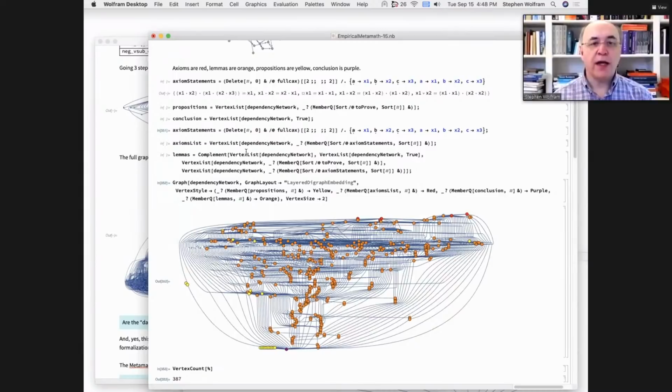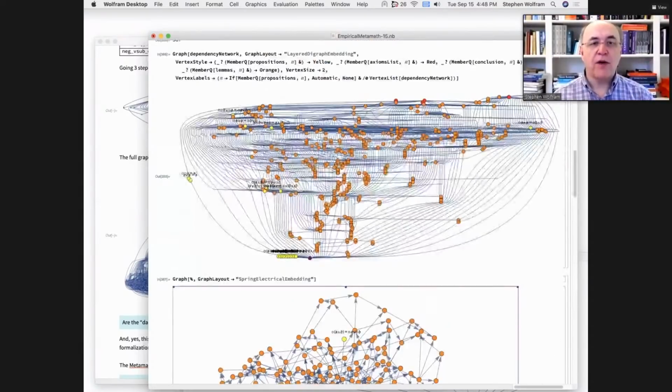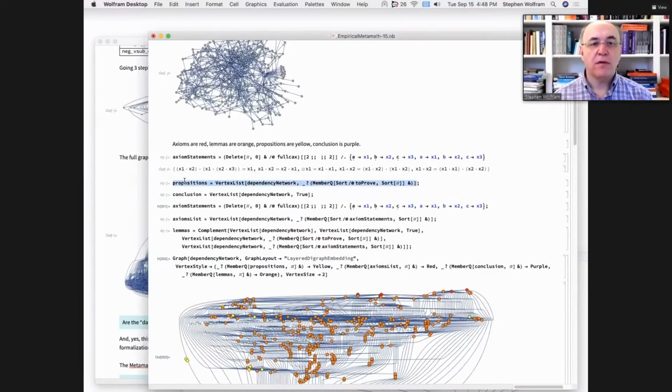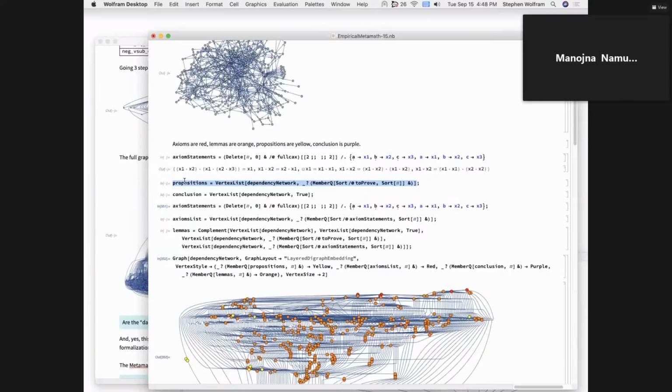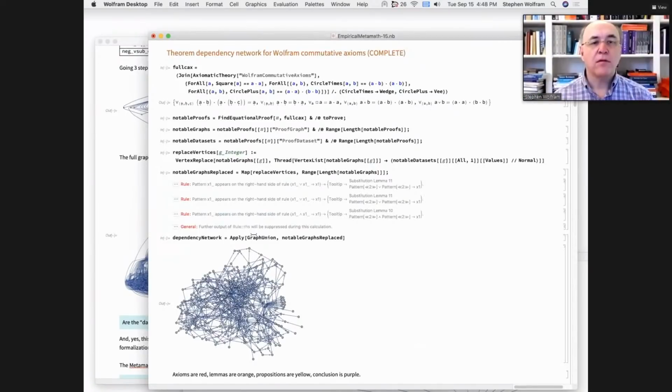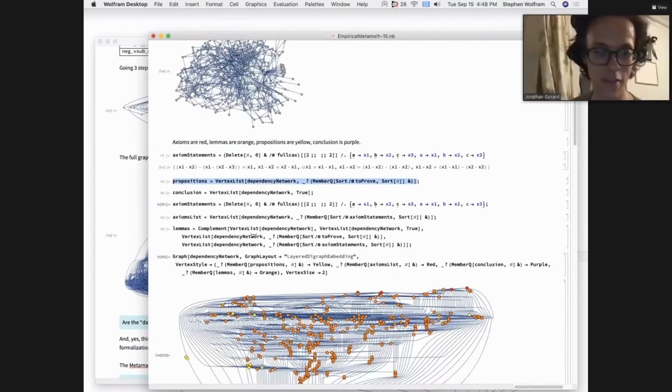Okay, so if I go here, it says there are propositions here. Is that right? And if you want to put it into find equational proof, you should use toProve. Okay. Where is toProve? Propositions doesn't have quantifiers, right?